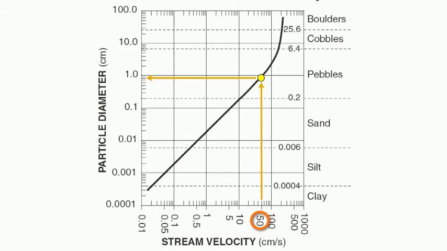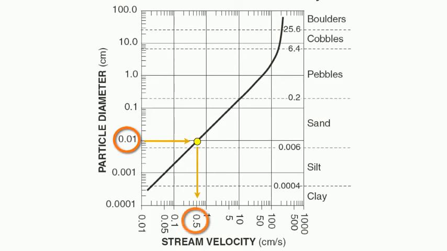You can also be given the diameter. Say, for instance, you have a diameter of 0.01 centimeters, and you want to figure out the velocity of water needed to move that fragment. Well, you bring it across, hit your reference line, and bring it straight down: about 0.5 centimeters per second. So you can use this in a couple different ways. Make sure you understand the scales. That's going to be the most important thing on this chart.